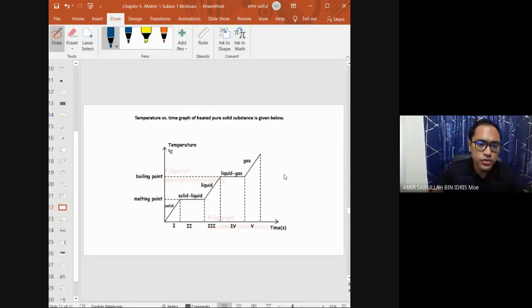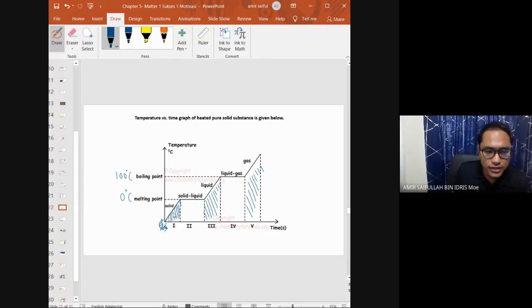Okay, I skip that one. So this one, you see, this is the graph of temperature against time. Okay, so this is 0 degrees Celsius. This is 100 degrees Celsius. Okay, let's say this is 0 degrees Celsius. So you can see when the temperature increases, the substance is in its own state. This is in its own state.